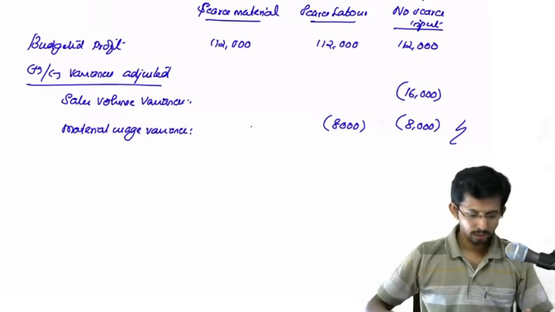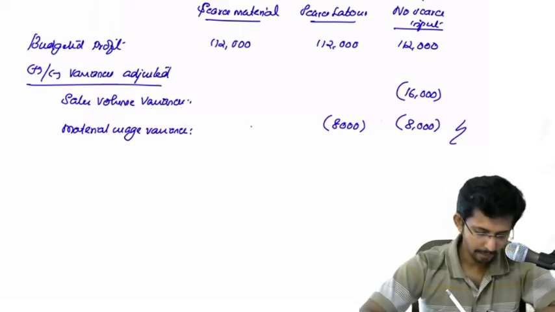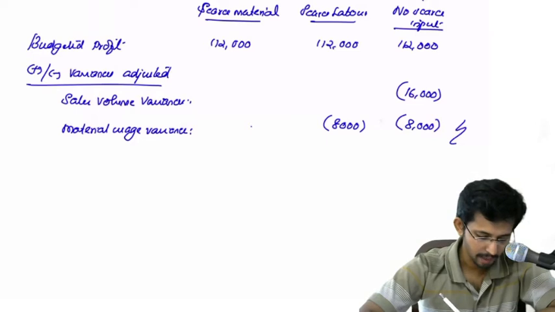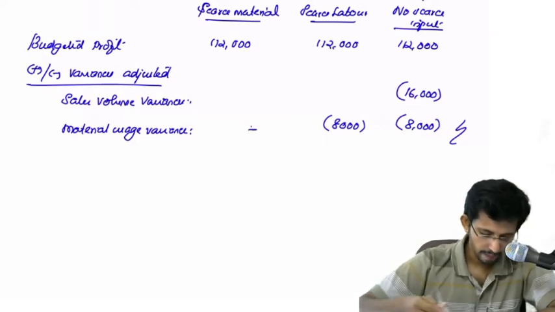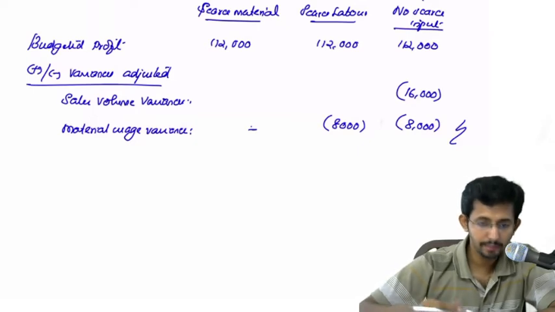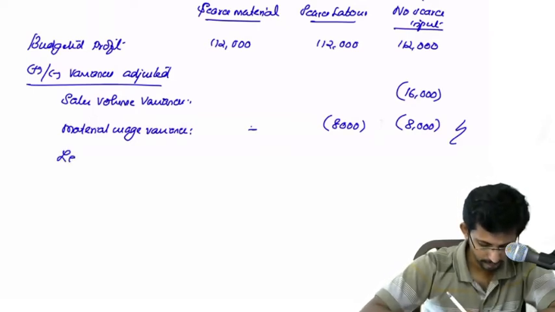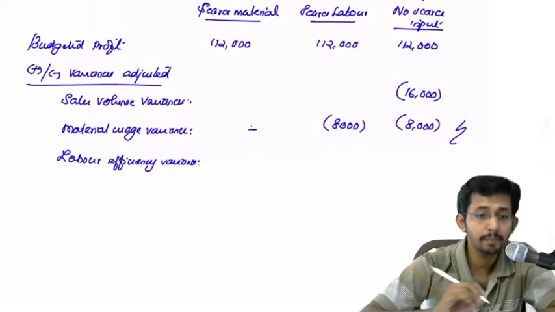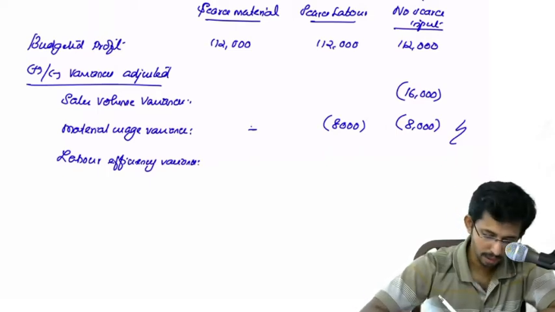Okay, so material, here I am keeping it blank. Material usage variance, when there is scarce material, I am keeping it blank. Now next is what? Labor. Labor efficiency variance. When material is a limiting factor, there won't be impact on labor efficiency variance. So here it will be 3200 adverse, so negative.